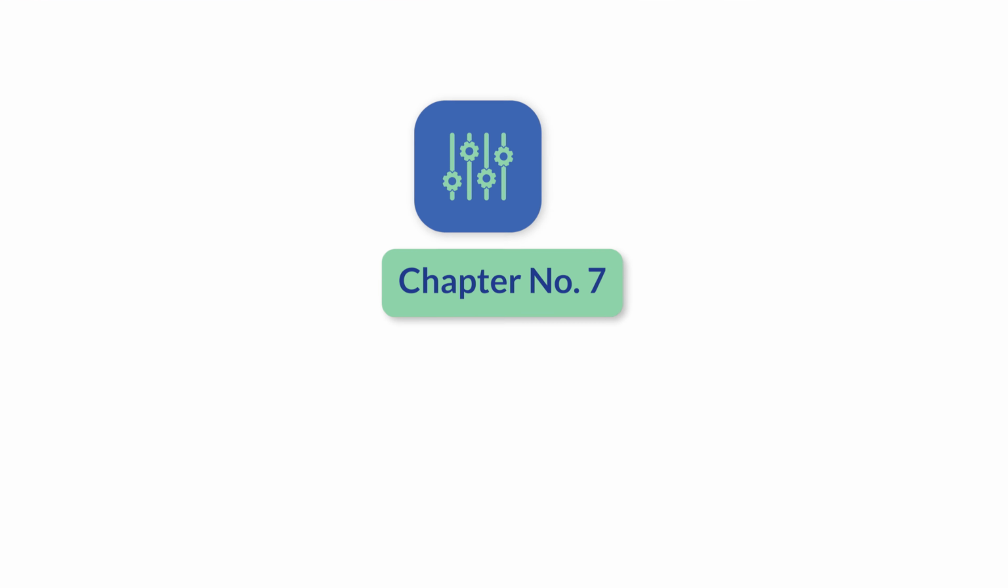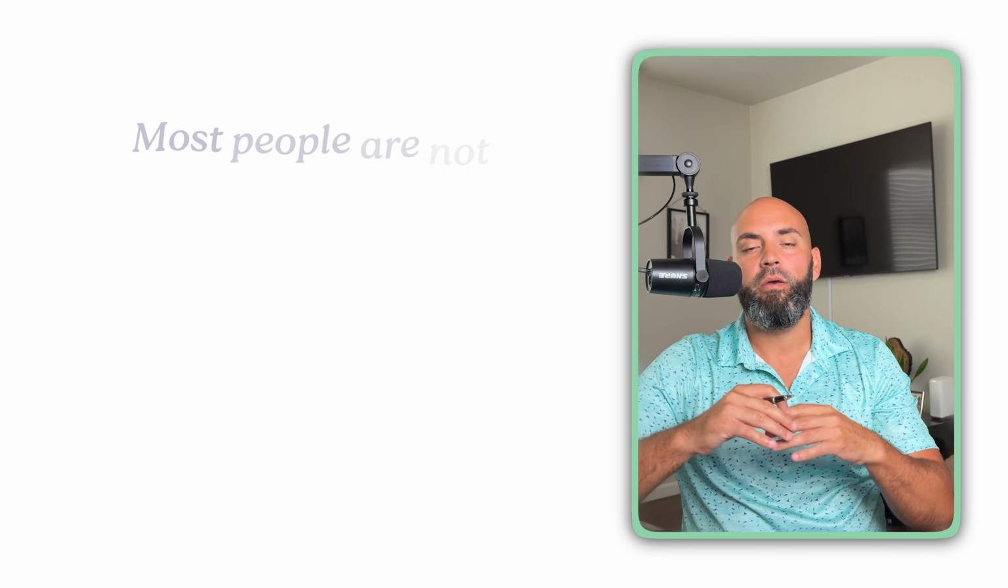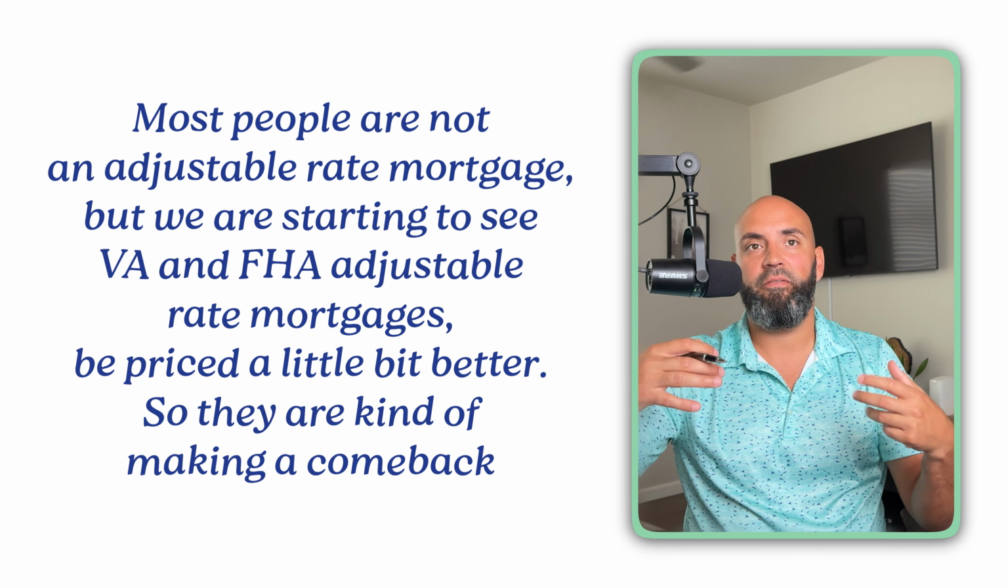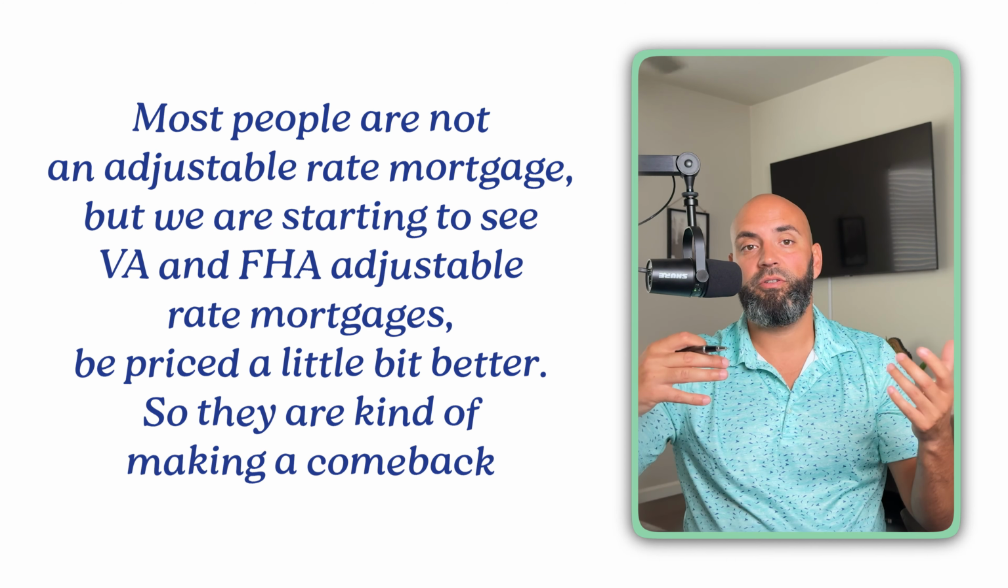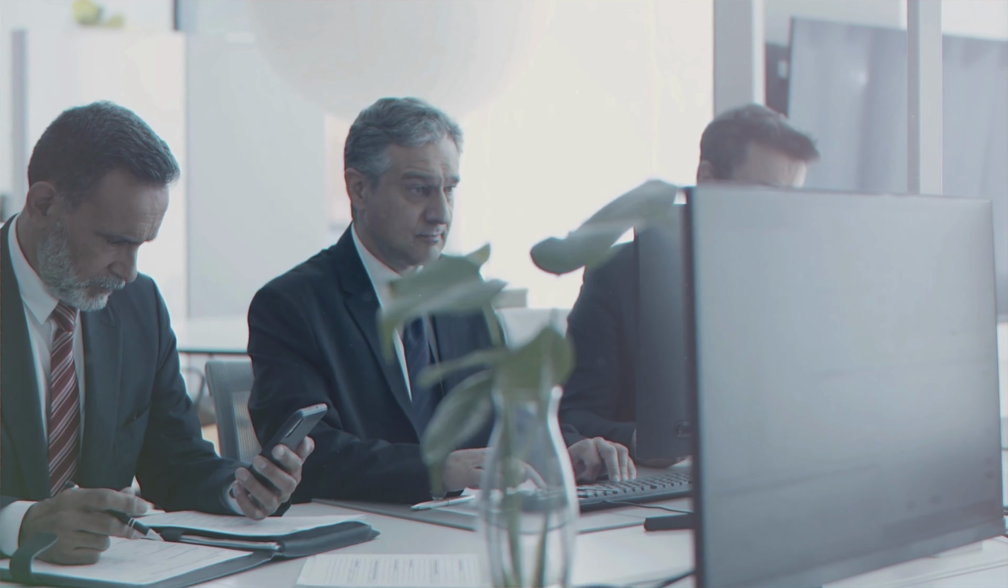If you have an adjustable rate mortgage, Section H spells out the rate adjustment schedule. So be on the lookout for that, obviously. Most people do not have an adjustable rate mortgage, but we are starting to see VA and FHA adjustable rate mortgages be priced a little bit better, so they are kind of making a comeback. Section I is going to explain whether your loan is assumable and who services it after closing.